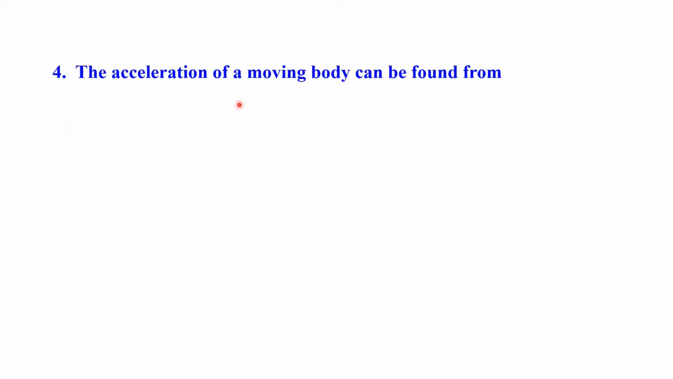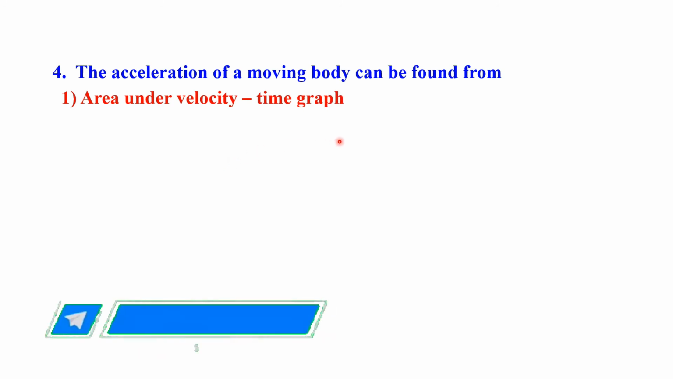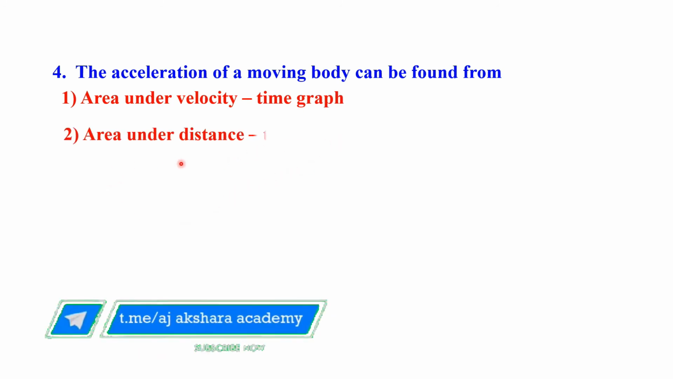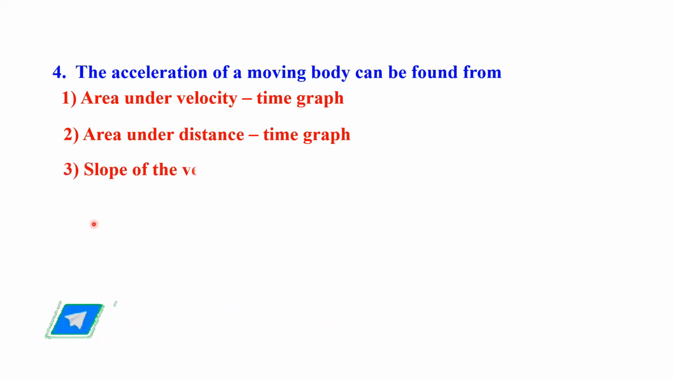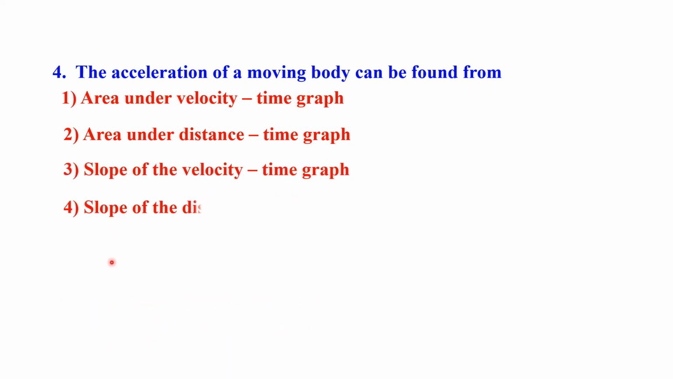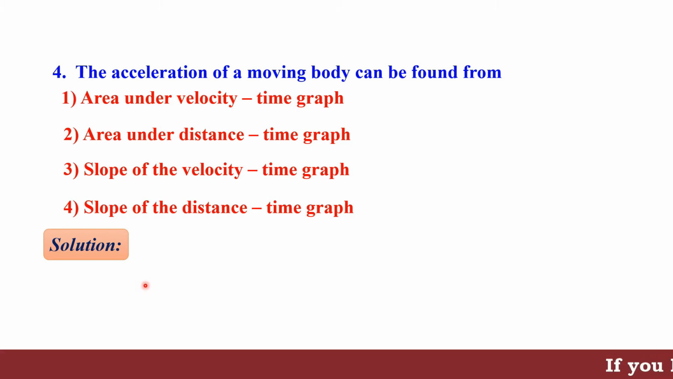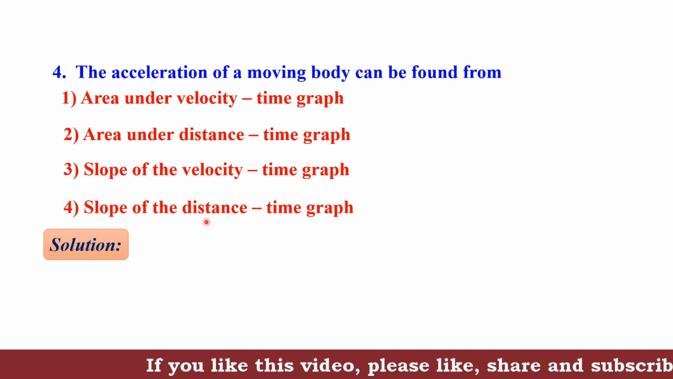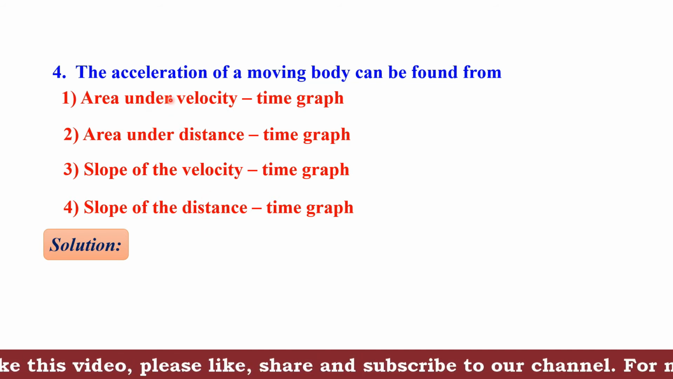The acceleration of a moving body can be found from: area under the velocity-time graph, area under the distance-time graph, slope of the velocity-time graph, slope of the distance-time graph. Acceleration of a moving body can be found from these four. Now let us go to the solution. Which one of these four options determines the acceleration?